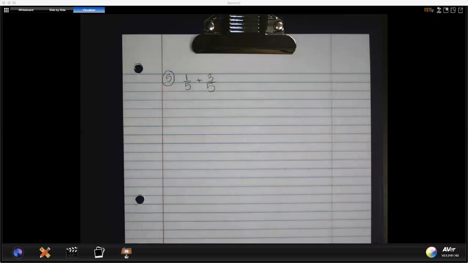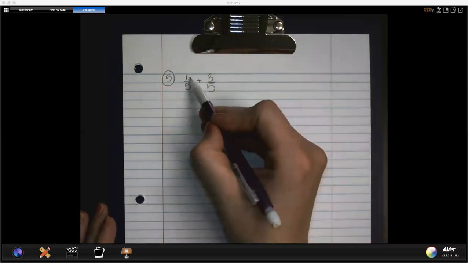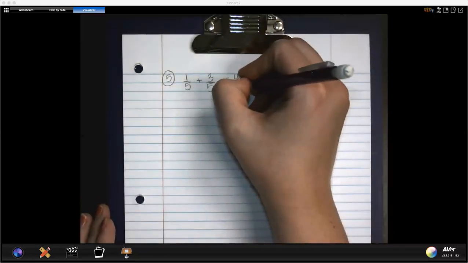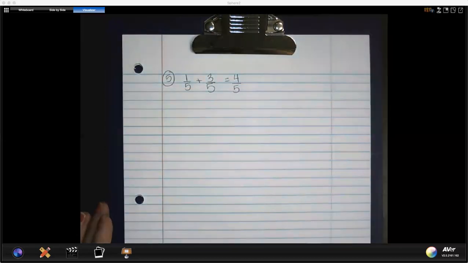The top is numerators, the bottom are denominators. When the denominators are the same, or another phrase is common denominators, you add the top two numbers together. Or you can subtract the top two numbers. If the bottoms are the same, you can add or subtract across the top. So in this case, 1 plus 3 is 4, so we get an answer of 4/5. You're going to leave your answer as a fraction.